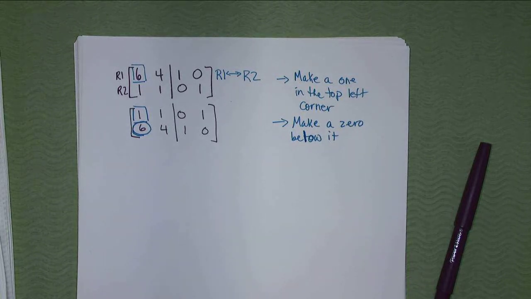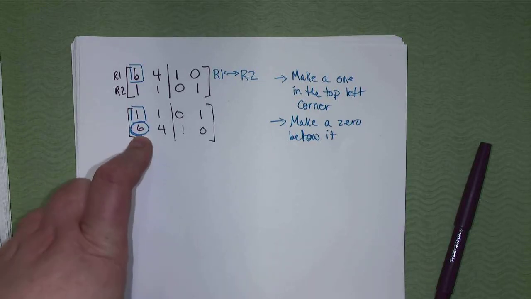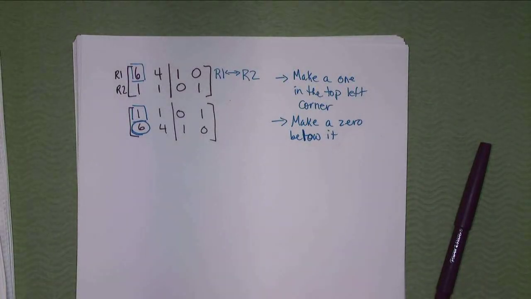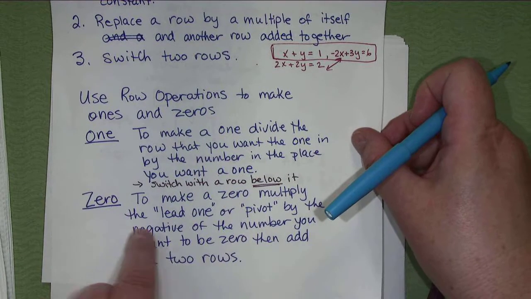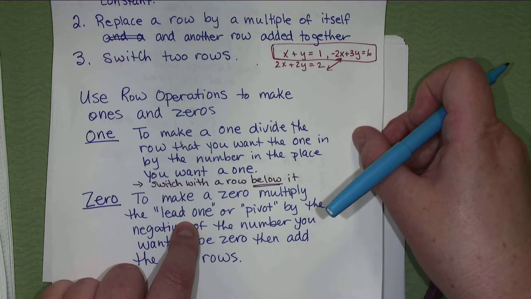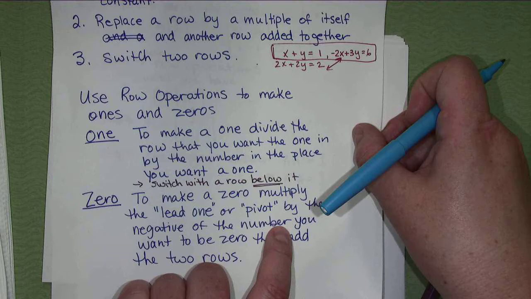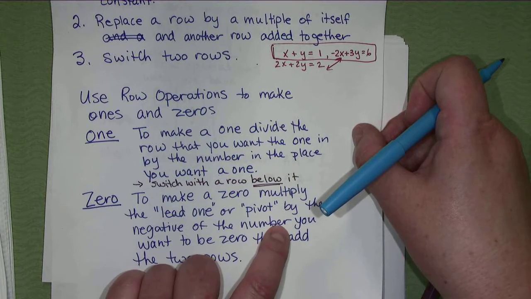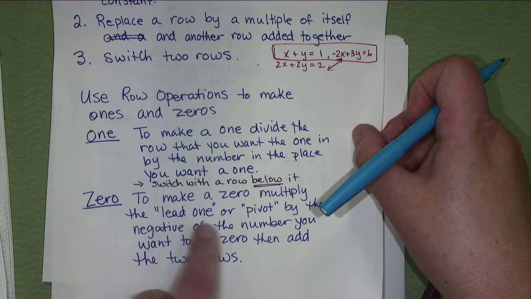Now, to make a 0, what did I say? So this is not going to make as much sense until I show you. But here's what I said for making a 0. To make a 0, multiply the lead 1. You may be able to guess what that is, but it's the 1 that we just made. It now has a name. It's called the lead 1, or it's called the pivot. Okay, different books, different people call it different things. But that 1 that we just made. Multiply the lead 1 by the negative of the number you want to be 0, and then add the rows.